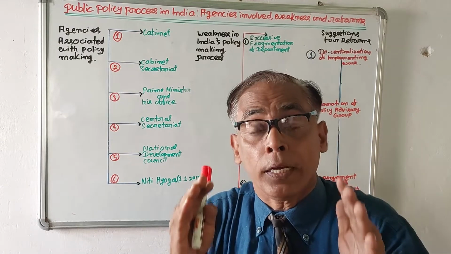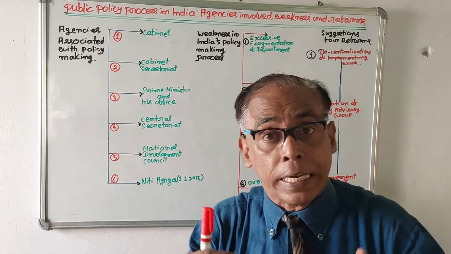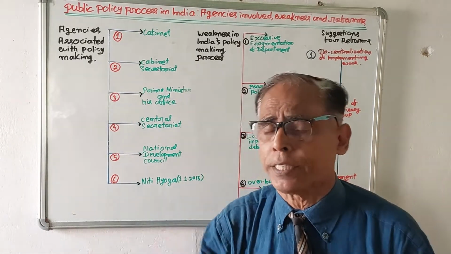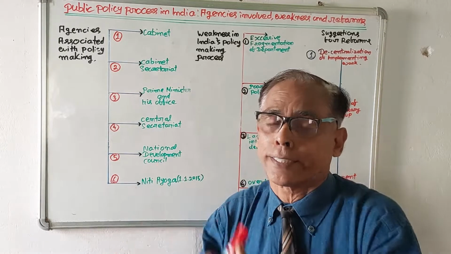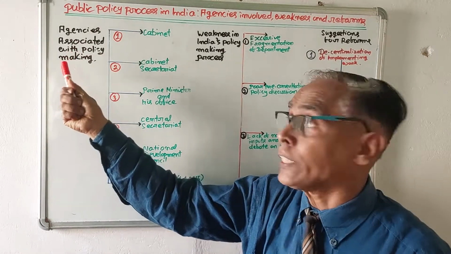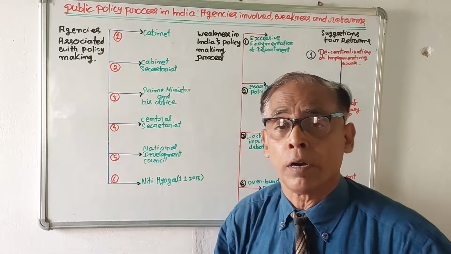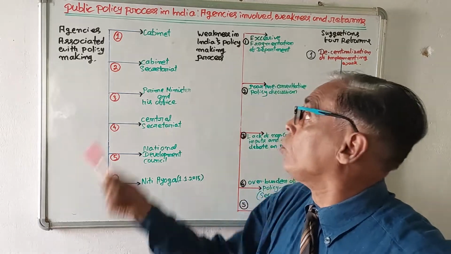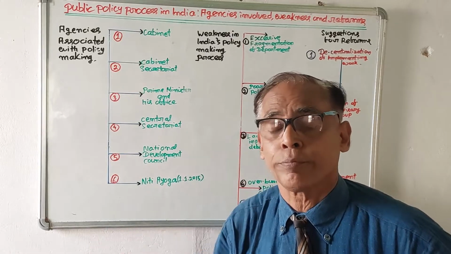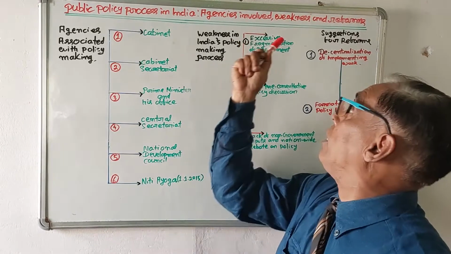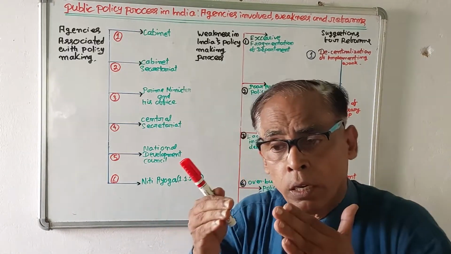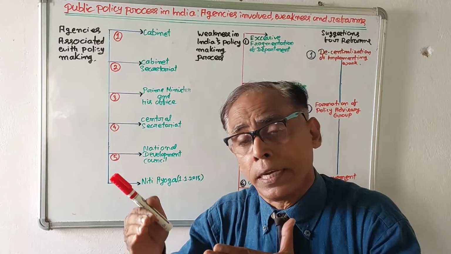So far as the public policy process in India is concerned, in this video, three aspects of it have been focused. The first one is agencies associated with public policy making. Number two, weaknesses in India's public policy process. And finally, suggestions for reforms in public policy making in India.